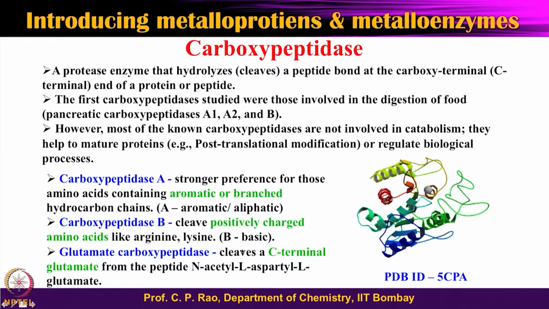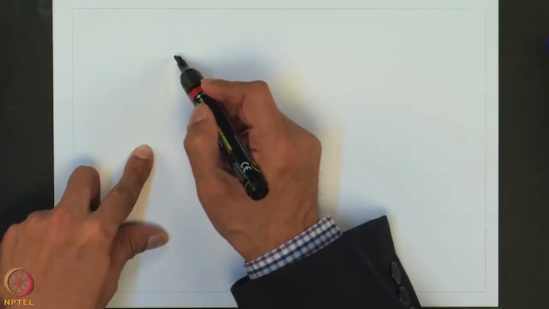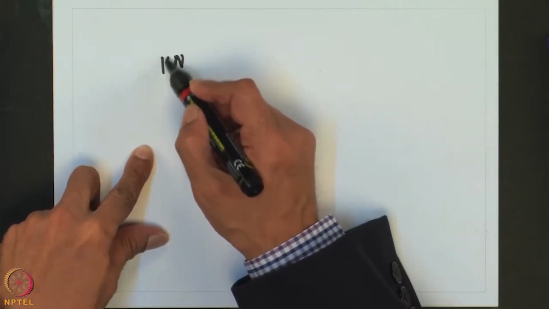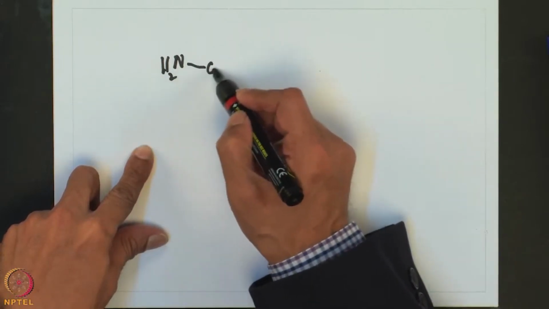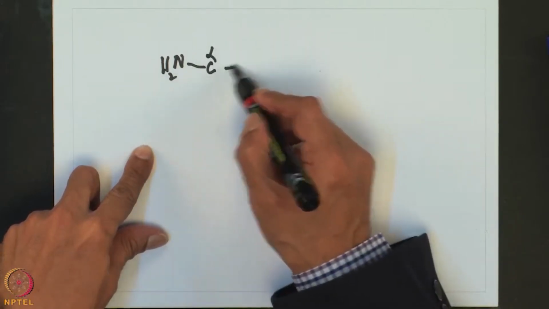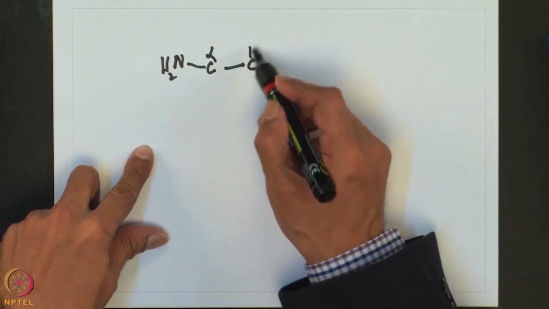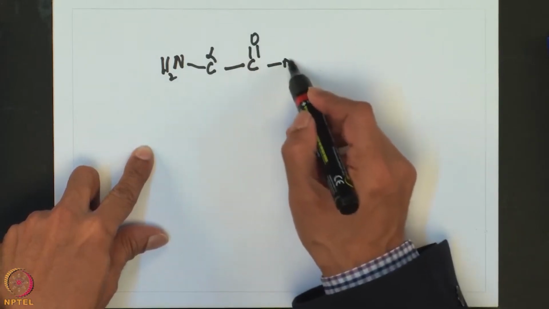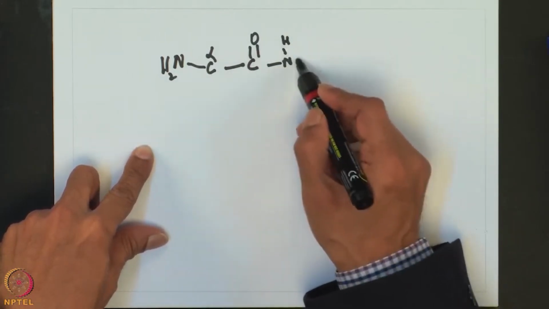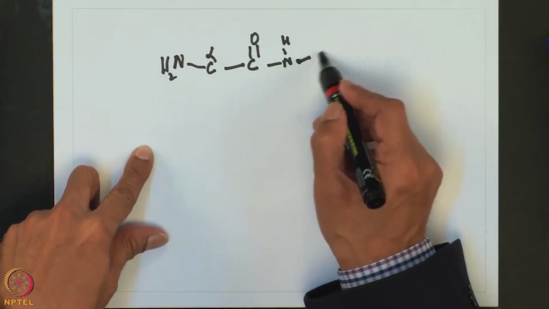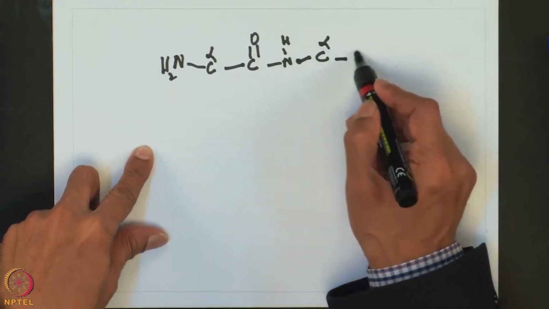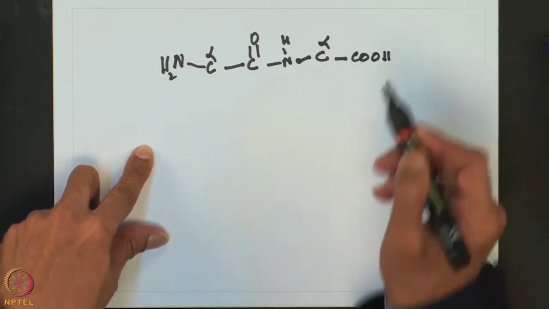Let me explain it in a more understandable way. You know that you have a carboxylic terminal and an amine terminal, then you have a C alpha, and then you have CO, and then you have NH, then you have C alpha, and then you have COOH.